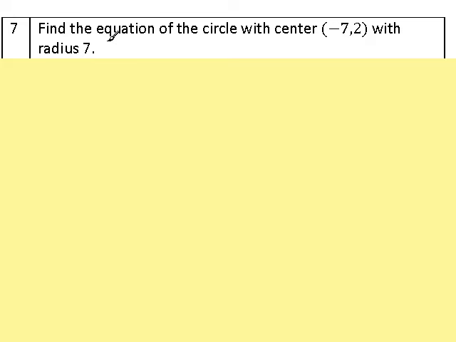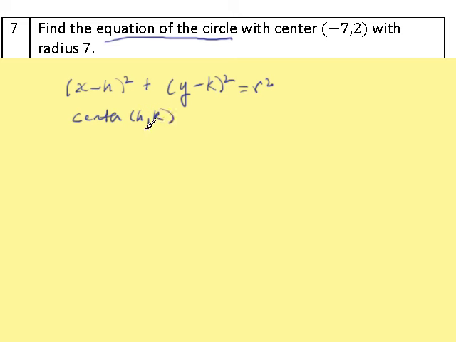In number 7, we want to find the equation of the circle with center minus 7, 2 and radius 7. So here we have the equation of a circle in standard form. (x minus h) squared plus (y minus k) squared is equal to r squared. And this is a circle with center (h, k), and the radius is r.